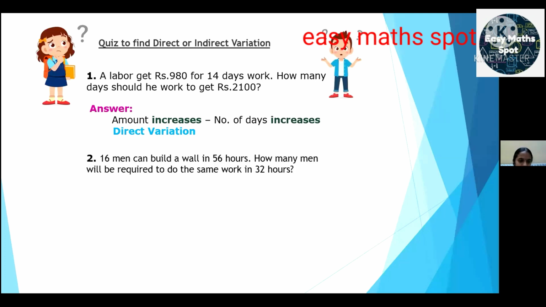Second question: 16 men can build a wall in 56 hours. How many men will be required to do the same work in 32 hours? Can anyone answer whether it is direct or indirect? Indirect variation. Correct. The answer is indirect variation, as the number of hours is decreased and the number of men is increased.